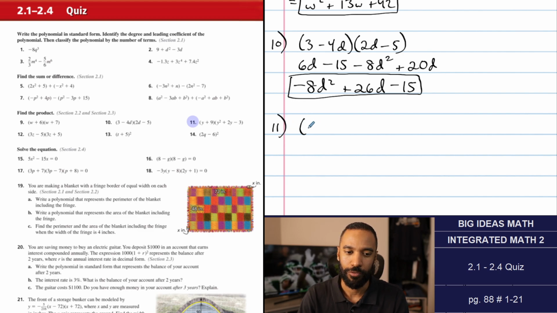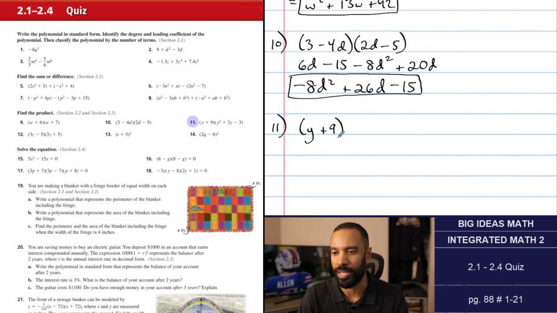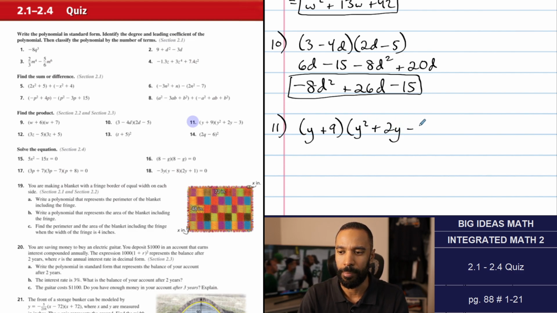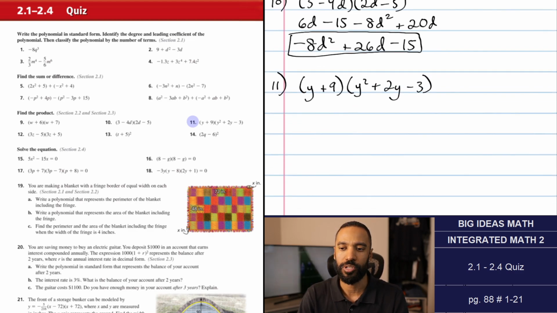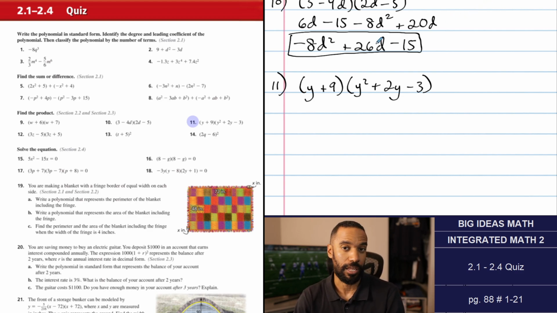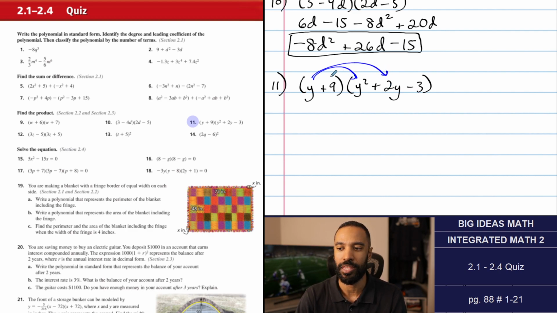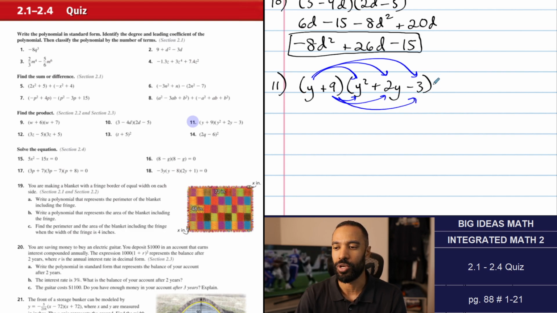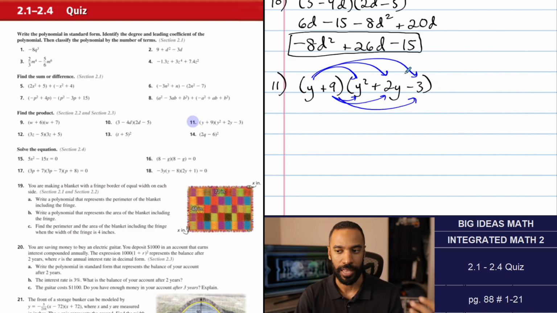Number 11, we have y plus 9 times y squared plus 2y minus 3. So this is a 2 by 3. This one might be good to use the table method and just show it. You've got two options here when it comes to multiplying. We don't FOIL anymore. It's not first, outer, inner, last, because you're going to skip that 2y if so. But I will multiply y by these 3 terms, and I'll multiply 9 by these 3 terms. And then you end up adding some things over, and that's what we'd get.